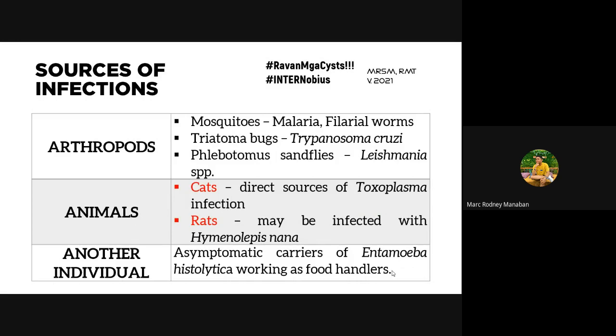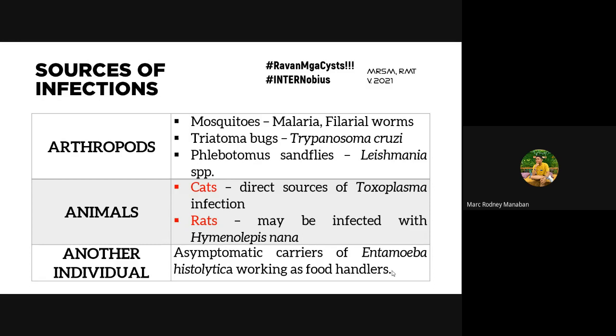Next, we go to arthropods, your vectors, from their bites: mosquitoes for malaria and filarial worms, Triatoma bugs or kissing bugs for Trypanosoma cruzi, Phlebotomus sandflies for Leishmania species. From animals, direct sources, for example cats for Toxoplasma and rats for Hymenolepis nana. And another possible source is another human when they become carriers, for example carriers of Entamoeba histolytica. They are asymptomatic, so they can spread it, especially if they work as food handlers and lack proper hygiene practices. These are the possible sources of infections. The most common is, of course, soil. Please take note.